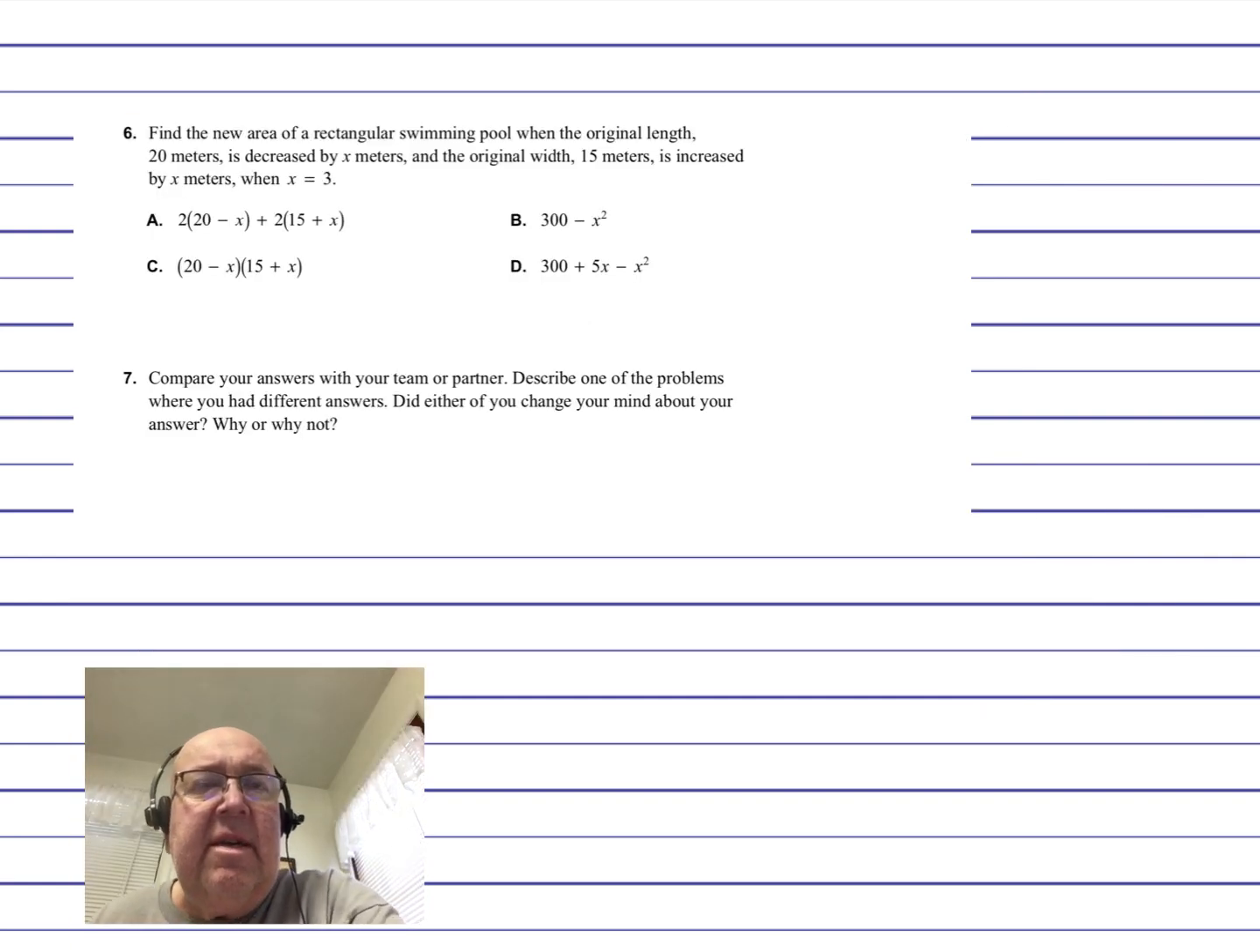Last problem, number 6. We want to find the area of a rectangular swimming pool when we change it. So the original length is decreased by x meters and the original width is increased by x meters, and we use x of 3. Again, find an area formula that represents that. Substitute 3 for the x and go ahead and calculate that.